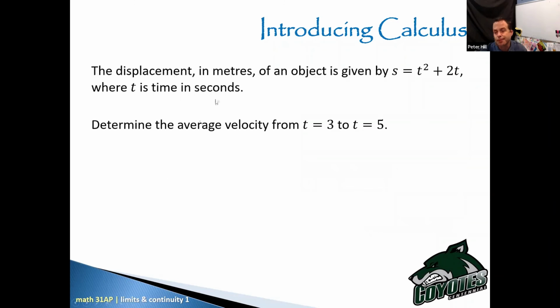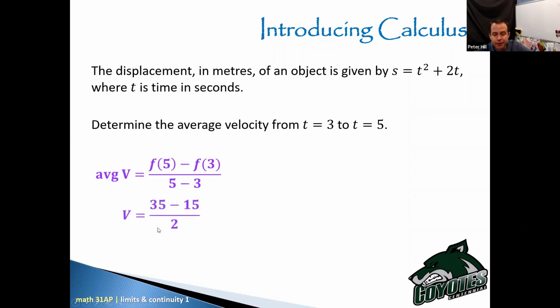The displacement in meters of an object is given by S equals t squared plus 2t, where t is the time in seconds. Determine the average velocity from t equals 3 to t equals 5. Well, that means I'm going to find the y value when t is 5 and the y value when t is 3, and plug them into the formula. My average velocity ends up being 10 meters per second.